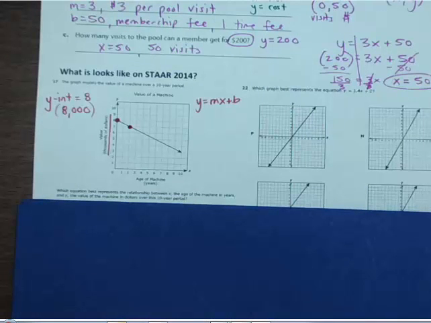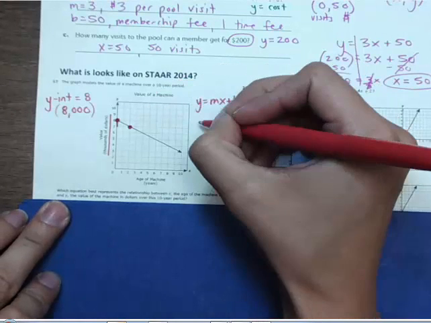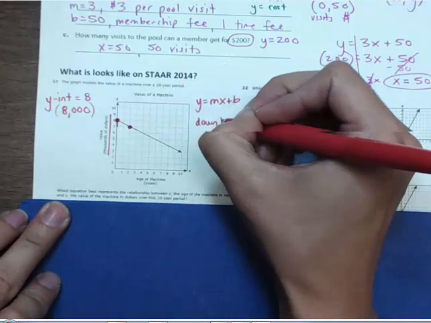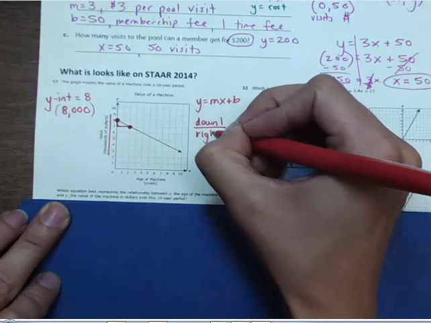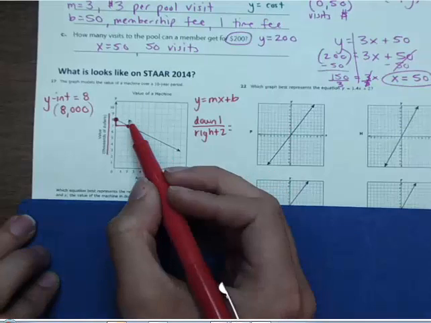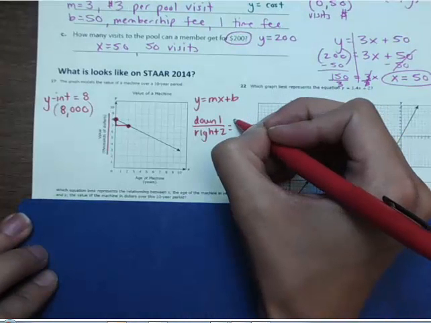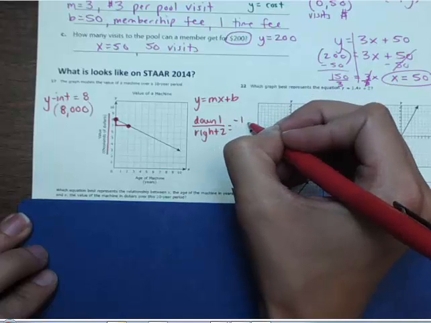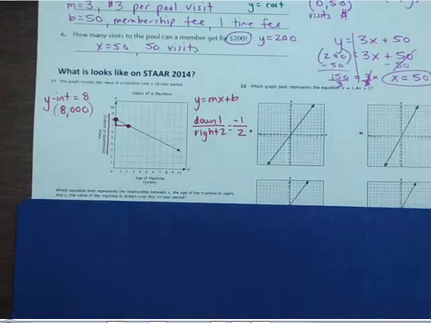So from my furthest left point, I'm going to go down 1 and to the right 2. Now if I look, I'm going down 1, so that's going to be negative 1 all over 2. So negative 1/2. Is that correct? No, it's actually not, because remember our values and our y value.